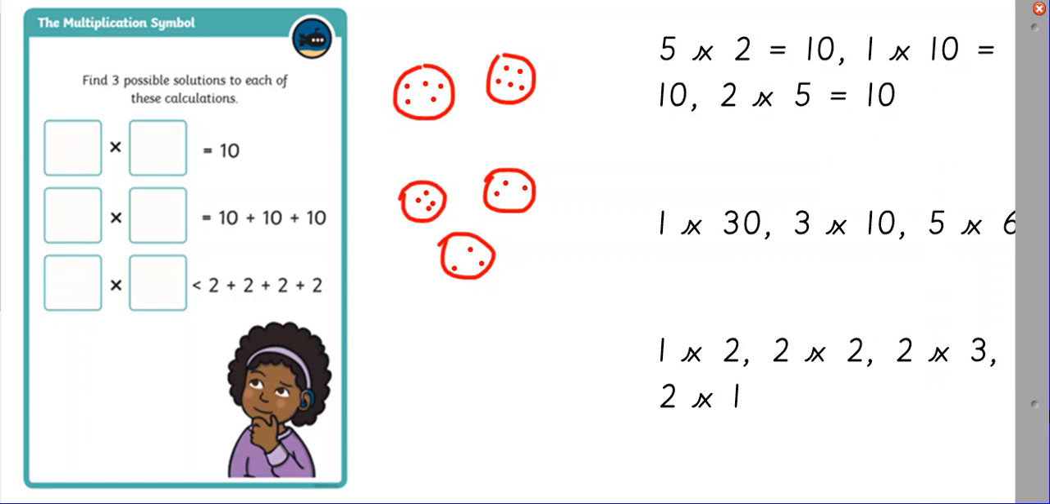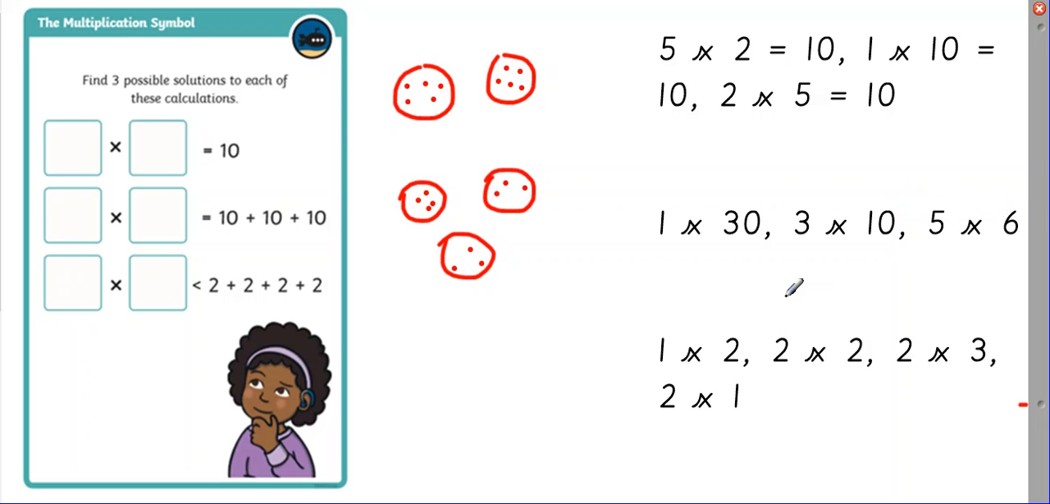Okay then, so for the first one, you could have had 5 times by 2, which is this one, 1 times by 10, or 2 times by 5. So this one's 5 times by 2. You could have also had 2 times by 5 or 1 times by 10. For the second one, you could have had 1 times by 30, 3 times 10, or 5 times 6.